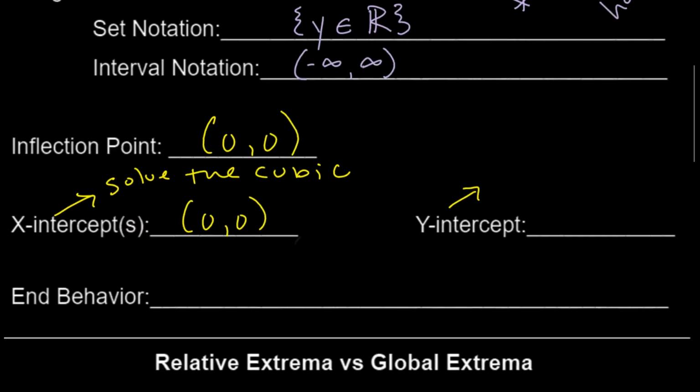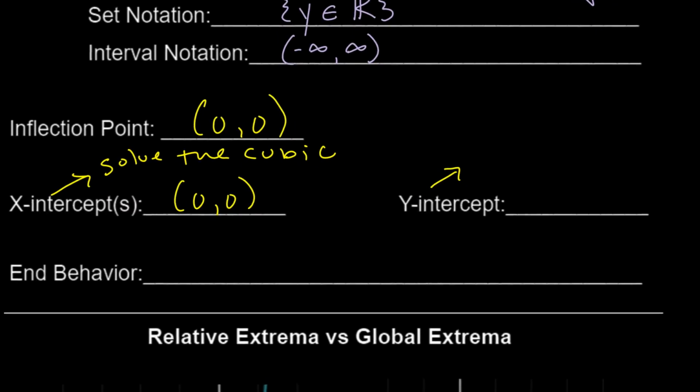Do the same thing except what? Plug 0 into the x. Plug 0 in for x. But this time it's so much easier because you can just do what? And just simplify it.